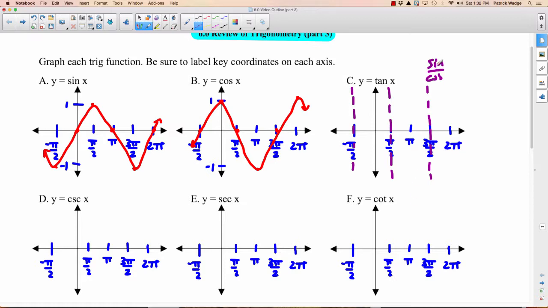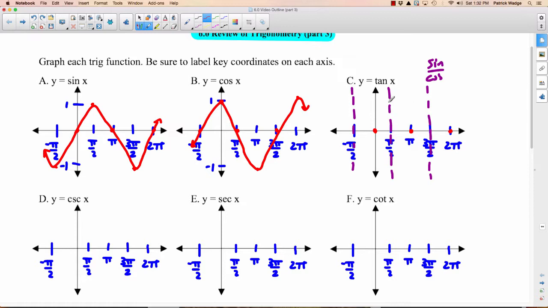Now, whenever we have sine equaling 0, then the tan graph will equal 0, because 0 divided by something is 0. So where does sine equal 0? Sine equals 0 at x equals 0, so put a dot there. Sine equals 0 at pi, so I can put a dot there. And sine equals 0 at 2 pi, so I can put a dot there.